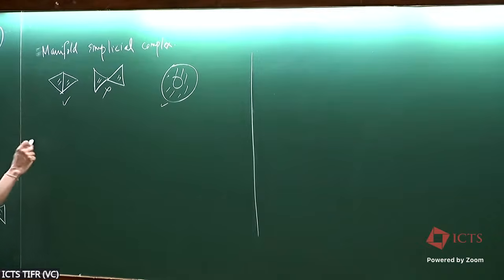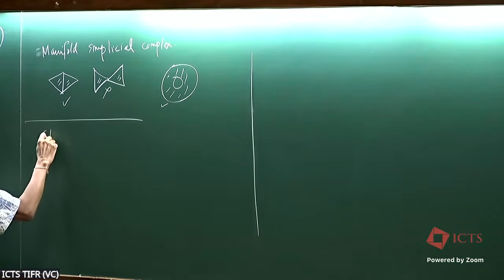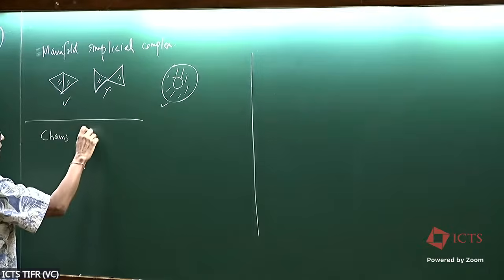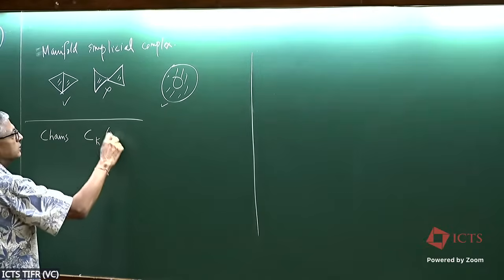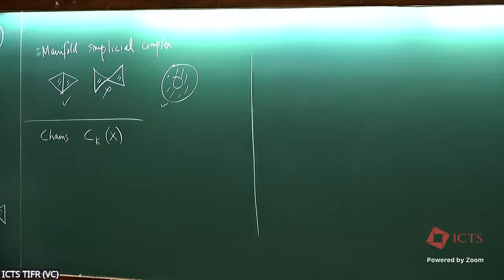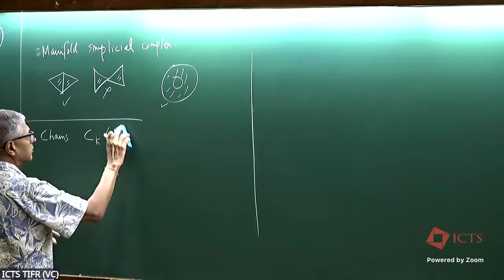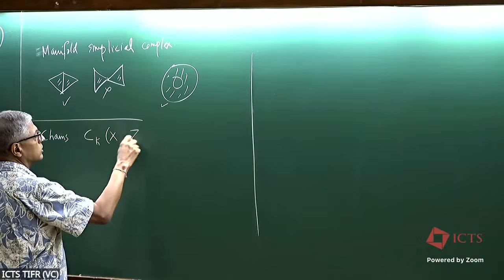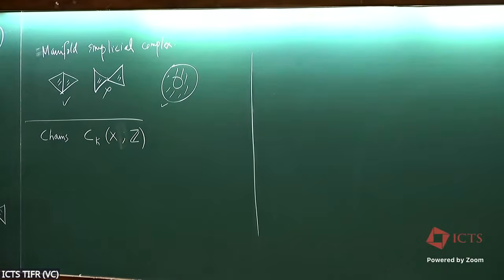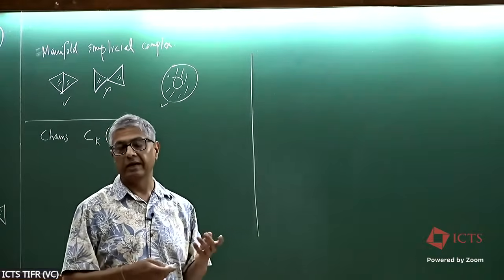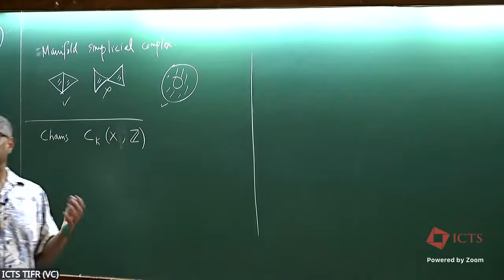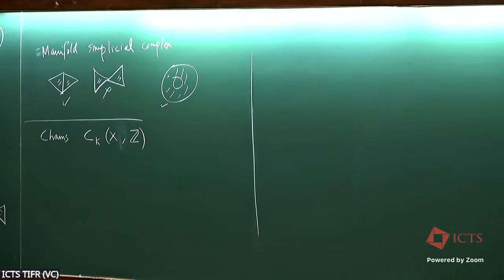Then I should mention what are chains. So once again, I don't have time to write, but you can take chains which are integer valued, real valued, and often people will put, for example, R or Z. Basically our simplicial complexes are always going to be finite, so we don't need to say that. These are formal linear combinations of k simplices. The coefficients are integers or reals.